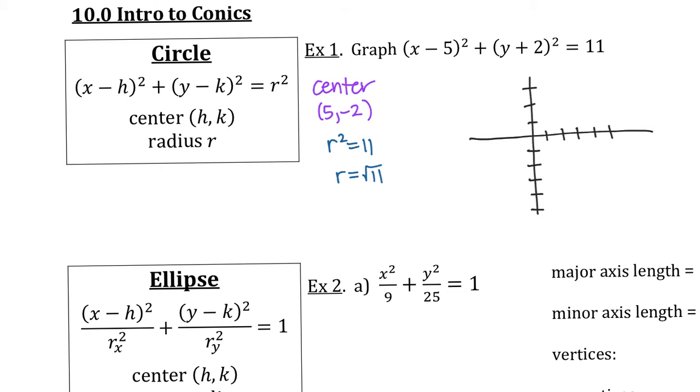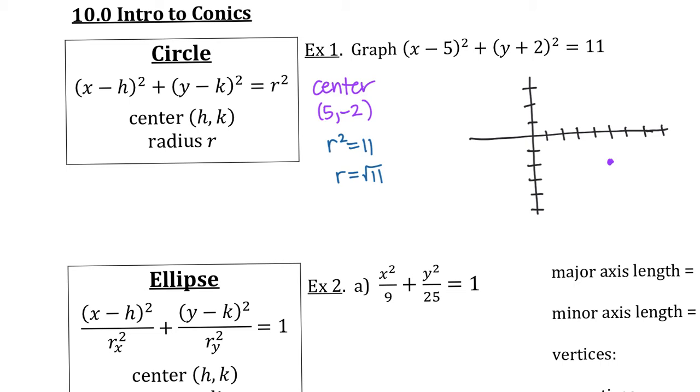Okay, the center is at (5, negative 2). 1, 2, 3, 4, 5. Okay, I don't have graph paper, and if you don't, that's okay too. The square root of 11, I'm going to approximate, but I'm still going to try to get the 4 good points on my circle. The square root of 11 is 3 point something because it's higher than square root 9 and lower than square root 16.